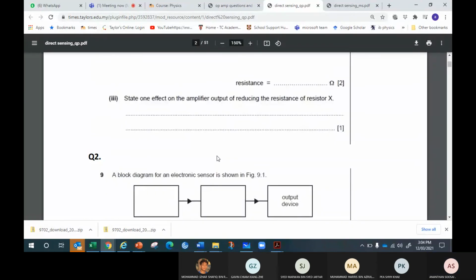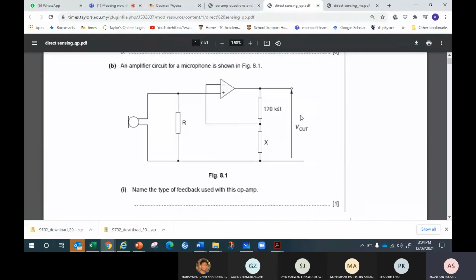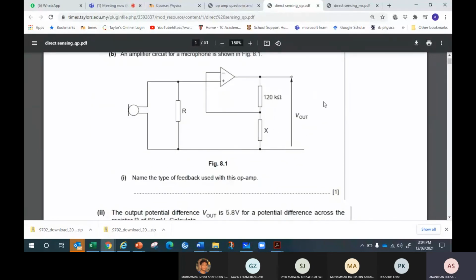Now last. State one effect on the amplifier output if reducing the resistance of the resistor X. If X is reduced, what happens to the output? X is inversely proportional to the gain. When X is reduced, the gain increases, so the output increases. So it is louder. Good.